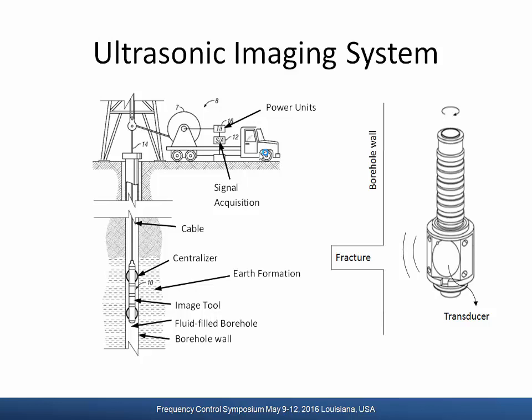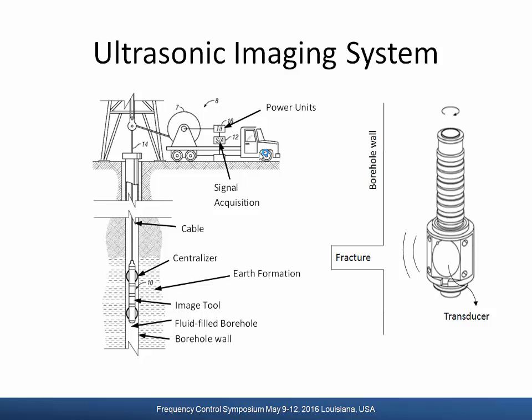Now, this is the typical wireline ultrasonic imaging system. We have the signal acquisition system on the surface to process the data, and the tool is connected to a cable, and the transducer is mounted in the tool, and the borehole is filled with fluid. So we lower the tool into the borehole until it reaches the bottom and then pull up. While pulling up, the transducer is rotating, as shown in this figure.